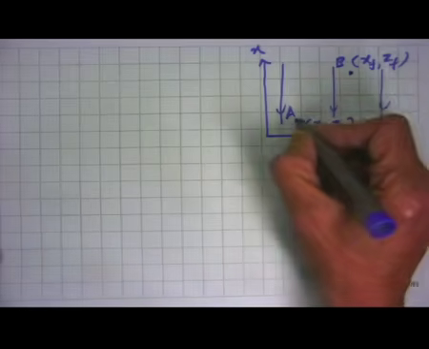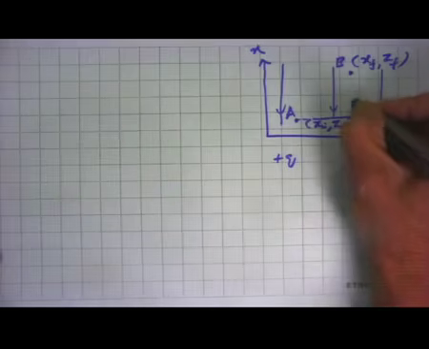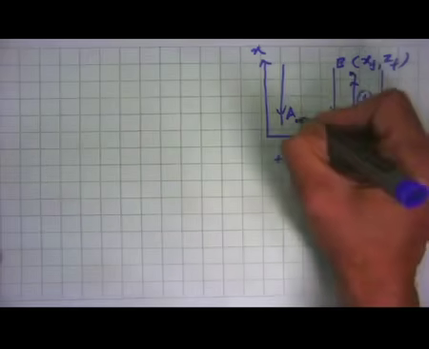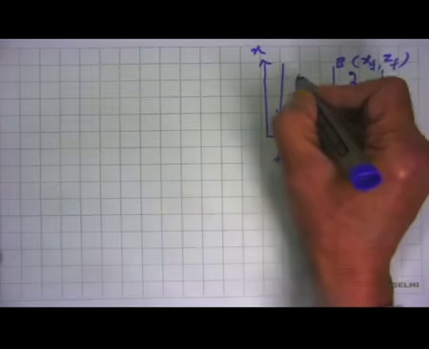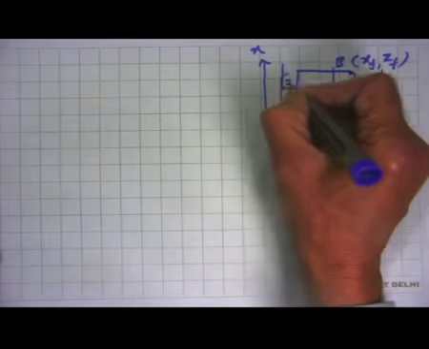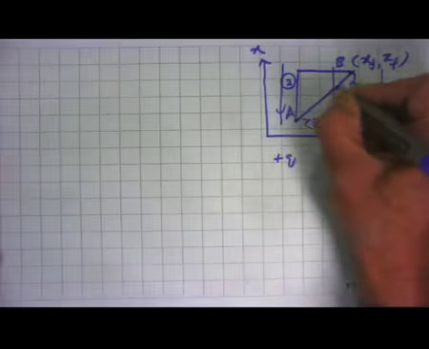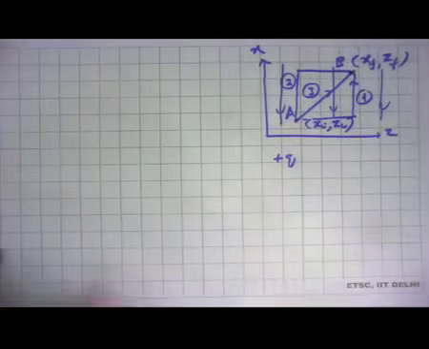I can move, for example, first horizontally and then go vertically. Let me call this path 1. I can go vertically first and then go horizontally. Let me call this path 2, or I can go straight like this, path 3.